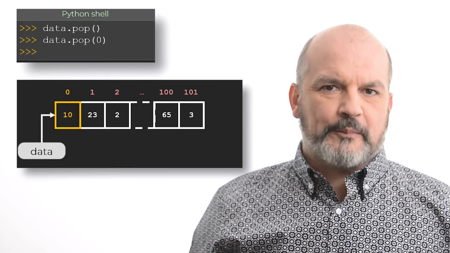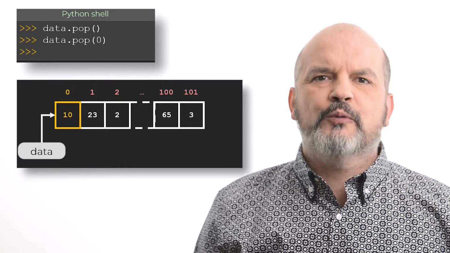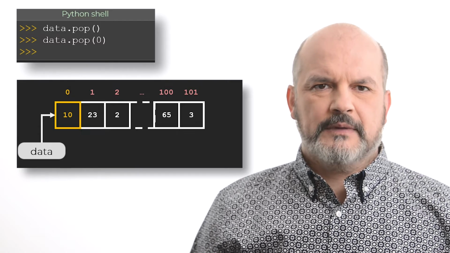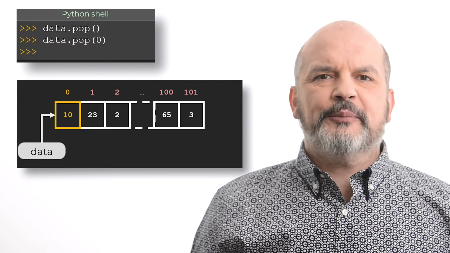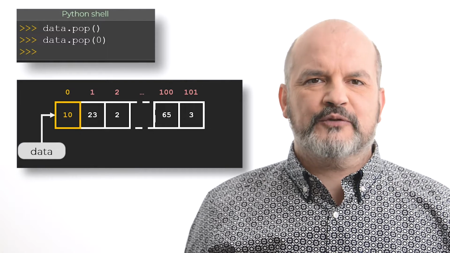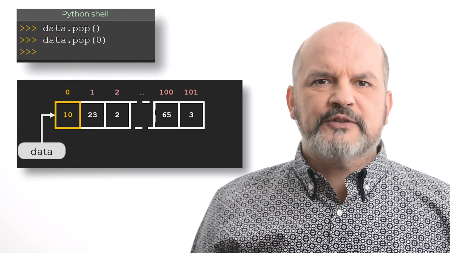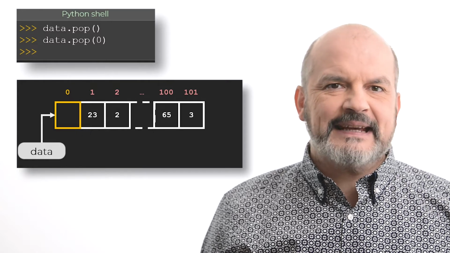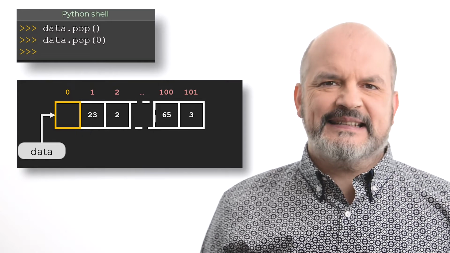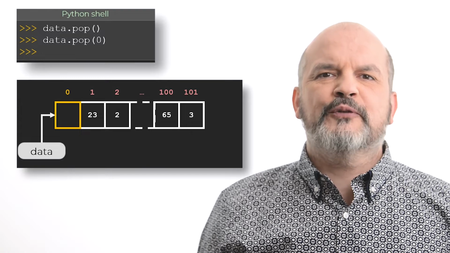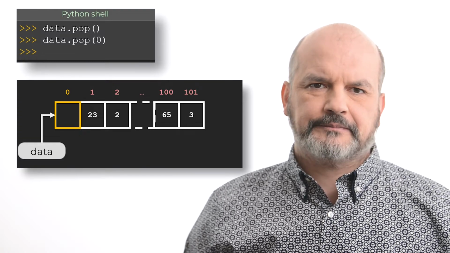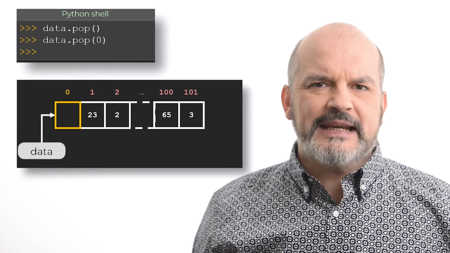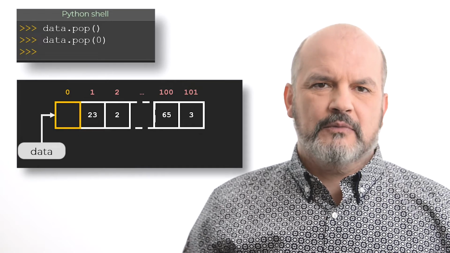Now let's call the method pop, but this time with one argument, 0. This call tells the interpreter to remove the first element of the list. Once the value has been removed, we are left with an empty space at index 0. This is not a valid state, as 23 should be the first element of the list. So the value 23 is moved to index 0.